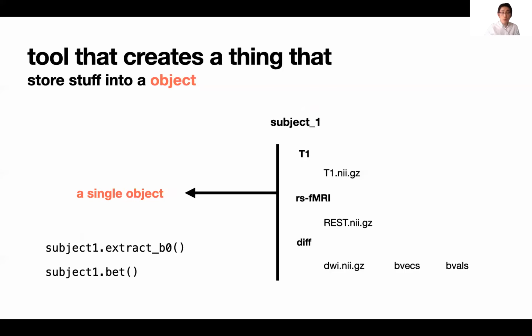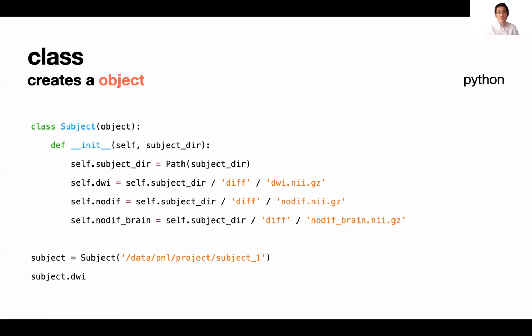Since we know all the information, just by giving the input of the subject root directory, we can register functions to it really easily. And this time we don't even have to give inputs, because we know what the input is for the extract b0 and what the input is for the bet. We can just set them in the rules. Okay, that's called object-oriented programming. You don't have to know the words, but let's just try scripting this in Python.